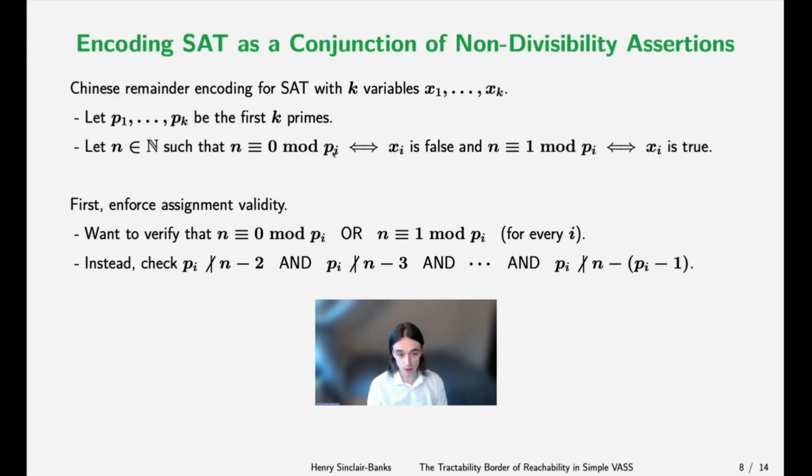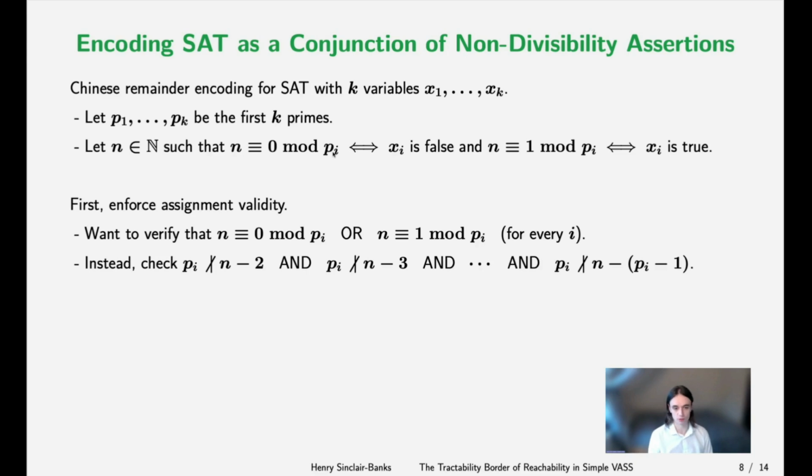And we can represent this as a series, or rather a conjunction, of non-divisibility queries. So we check that pi does not divide n minus 2. That's like saying that we do not have a remainder of 2 mod pi. And then we check that n minus 3 is not divided by pi, and again and again and again until pi does not divide n minus pi minus 1.